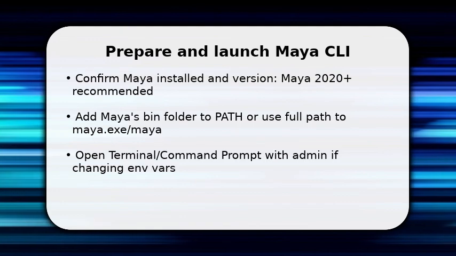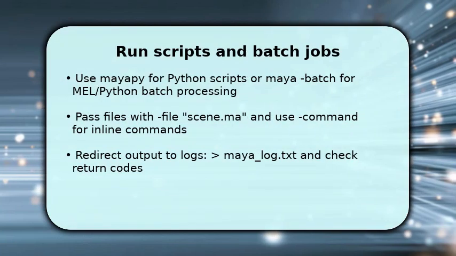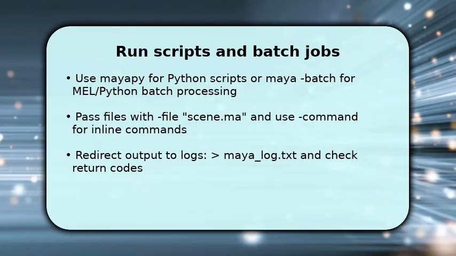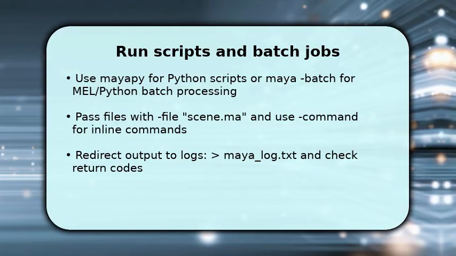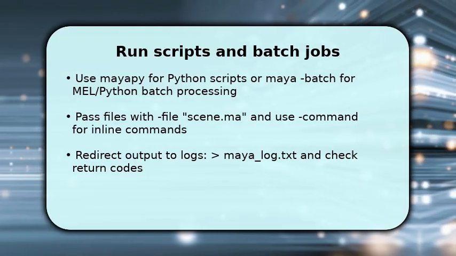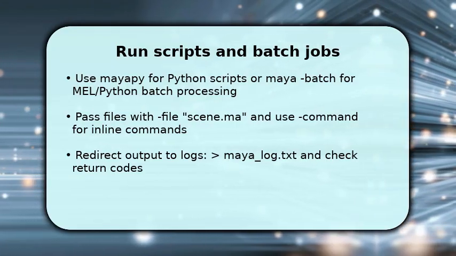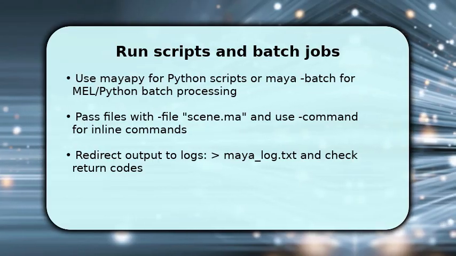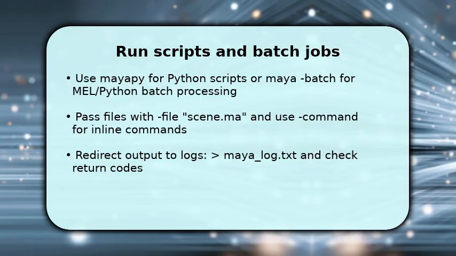You now execute practical operations. Use mayapy to run Python modules or Maya batch to process scenes without UI. For example, run mayapy script.py or mayabatch -file scene.ma -command "python(\"import tool; tool.run()\")". Once running, redirect stdout and stderr to a log file so you can inspect progress and errors later. Use > log.txt 2>&1. Make sure to check the process return code.